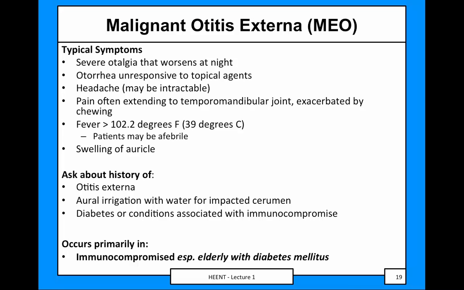Patients may also be afebrile with malignant otitis externa, especially older patients and those with diabetes. Older patients often will present with no fever despite illness, and they may have swelling of the auricle. You want to ask about a history of otitis externa, ear irrigation with water for an impacted cerumen, diabetes, or conditions associated with immunocompromise. Again, it occurs primarily in immunocompromised patients, especially an elderly patient with diabetes.